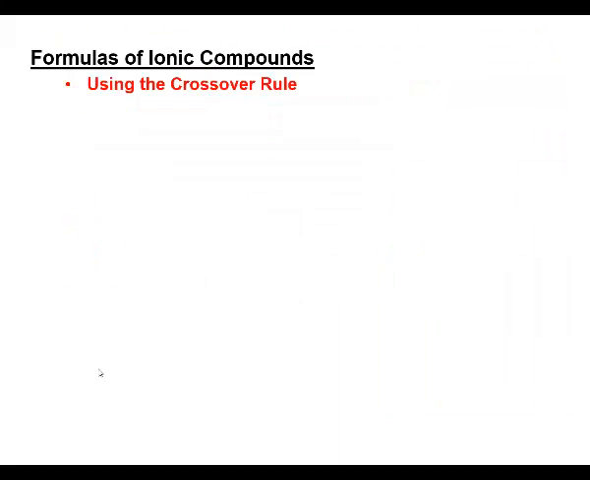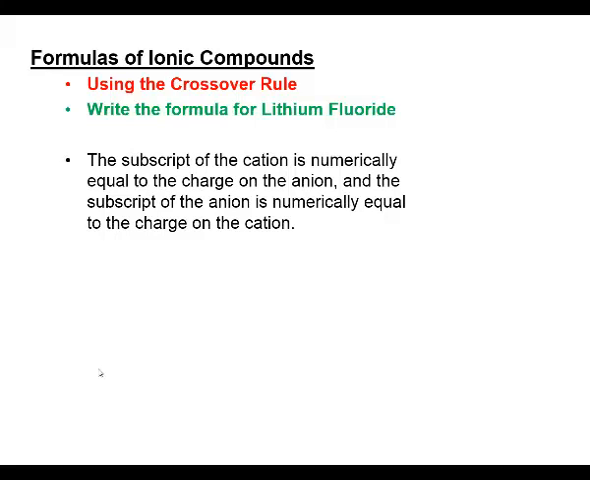Okay, let's look at the crossover rule. So if we look at the crossover rule, what this shows you is sometimes I can look at the charge of my cation and anion and determine the formula by placing a subscript on the oppositely charged ion. Okay, so for example, let's try this with a very simple one. Let's have the name lithium fluoride. Okay, so I'm going to go ahead and find the subscript for lithium from the charge on the fluoride ion, and the subscript for fluoride from the lithium cation, from the opposite charged ion. Okay, that's what I'm doing right now.